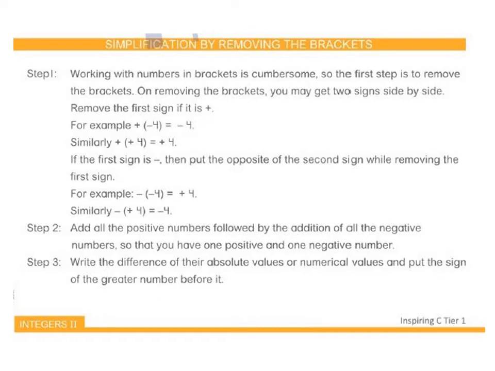Similarly, in the second example, minus minus 4 will give you plus 4 because minus multiplied by minus gives you a positive sign, and minus plus 4 will give you minus 4 because a negative sign multiplied by a positive sign will give you a negative sign. Pause the video, read the instructions properly once at least. If you don't understand, give me a call.